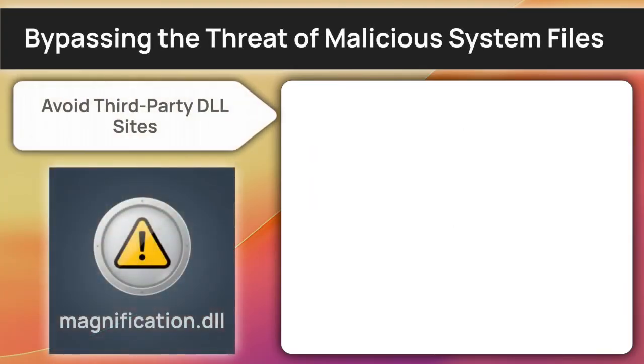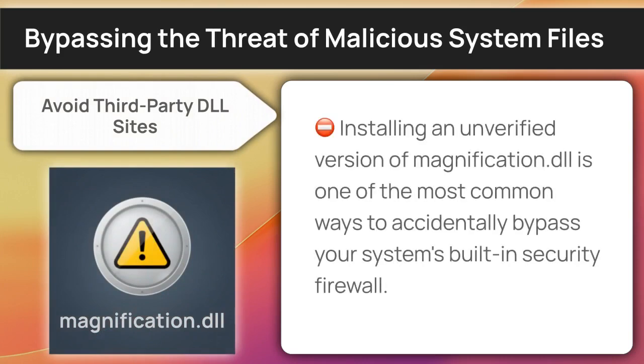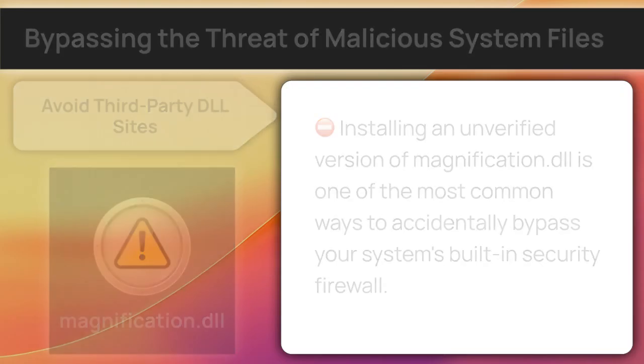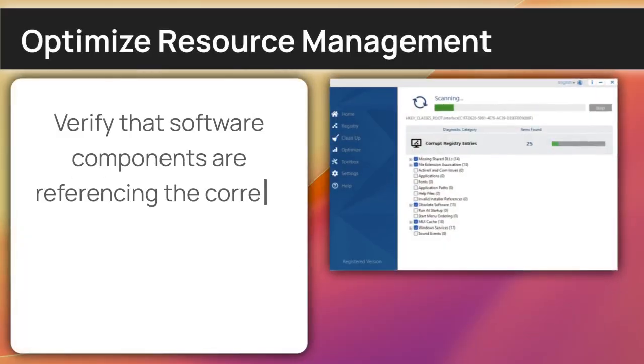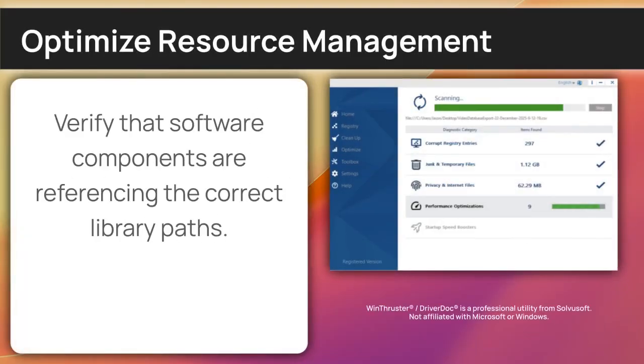Beyond the repair, maintaining a secure workstation requires avoiding a few common technical mistakes. From a cybersecurity perspective, I must warn you never to download files like Magnification Library DLL from unofficial repositories, as these are often bundled with malware that can compromise your system's data integrity. Using a professional maintenance utility is a proactive step toward keeping your system state healthy and your software synchronized.